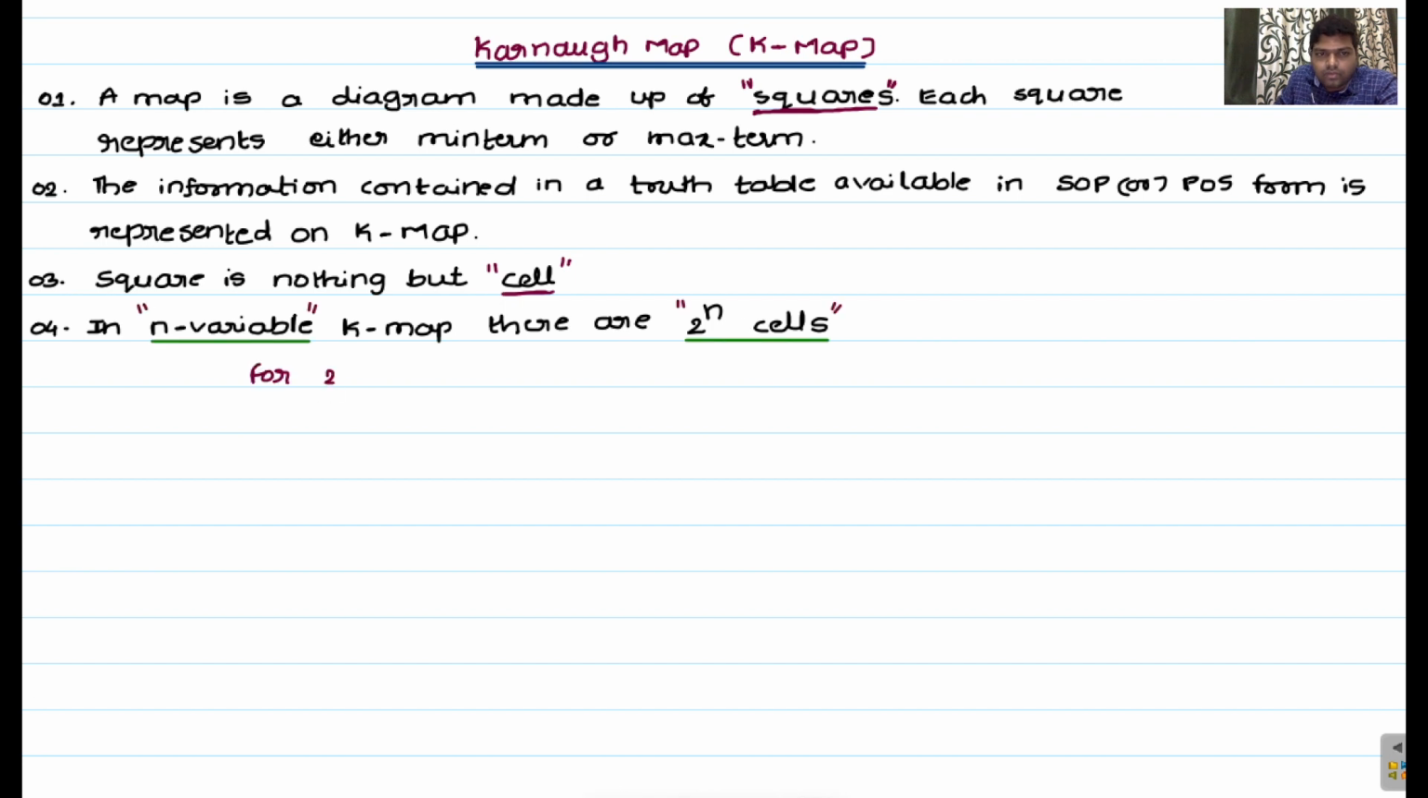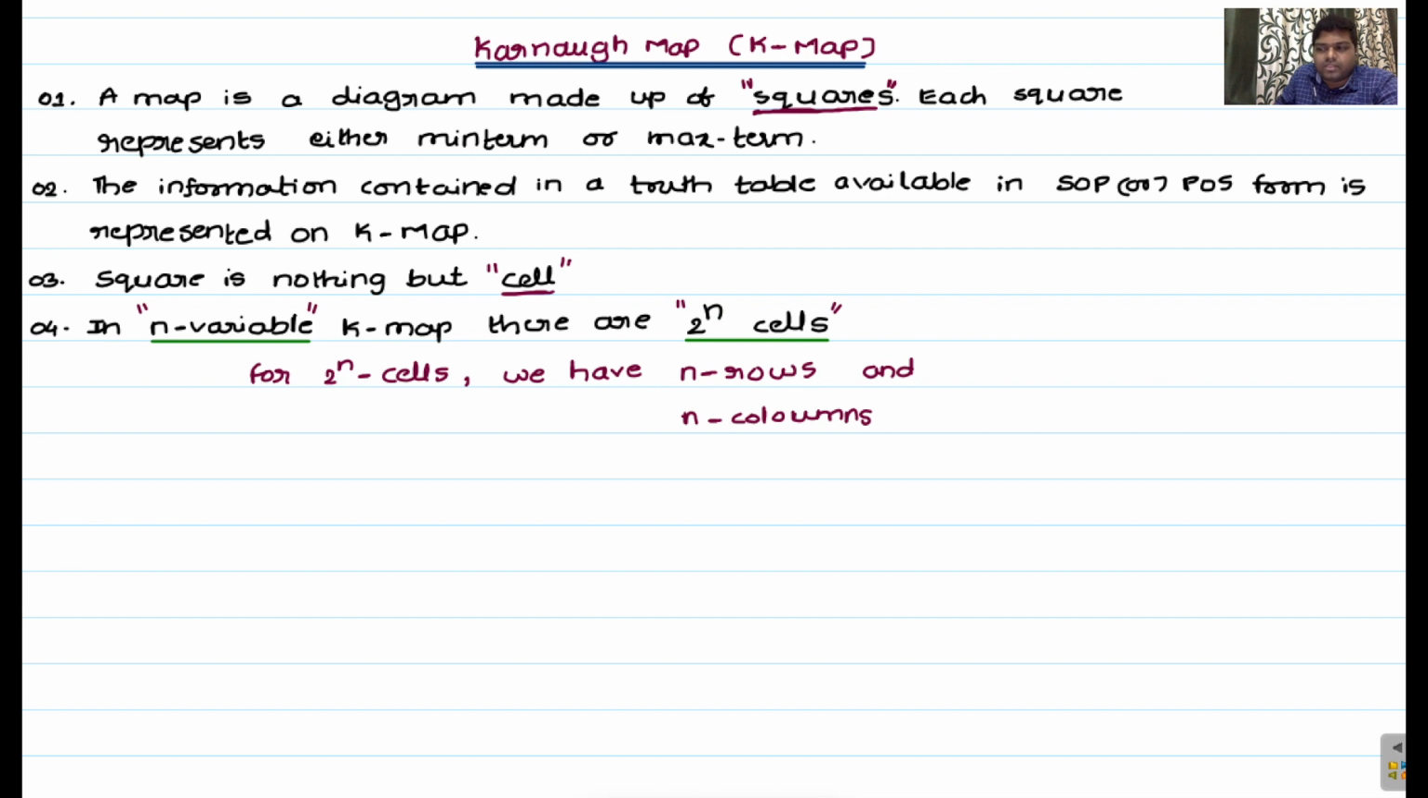And the next one, for 2 to the power of n cells we have n rows and n columns. With an n variable K-map there are 2 to the power of n possible cells, and for these cells we have n rows and n columns.